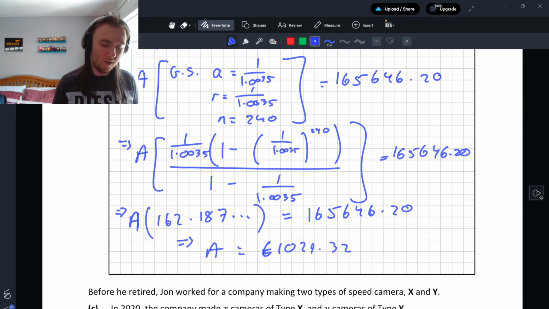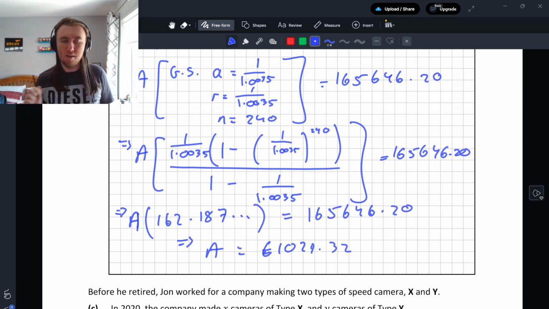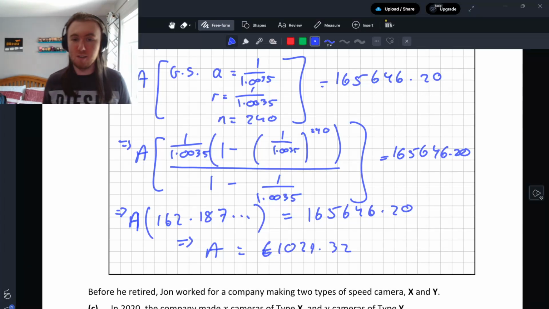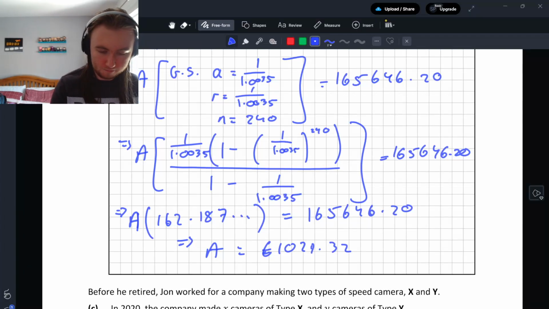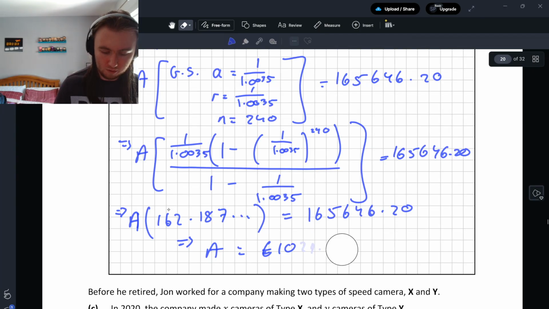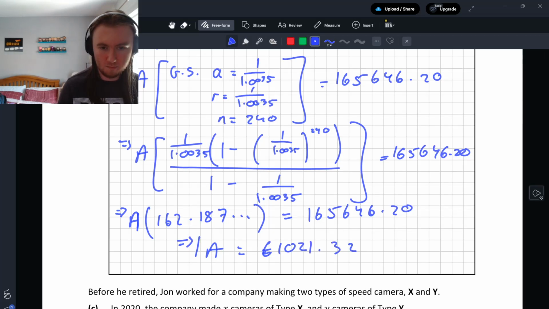Now do note that it has 32.5994, but if he wants to take it the same amount, if we round up, then he's actually not going to have that. He'll just about fall short on the last payment. So 1,021.32.